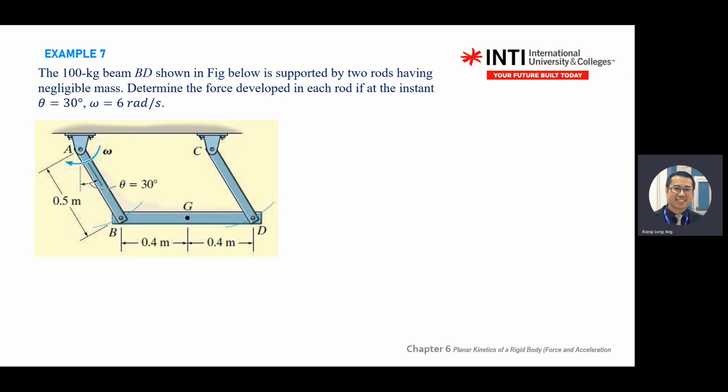Anything lah, as long as it looks like this. How do you draw the pin force? As long as you have the X and Y axis, you can even draw like this, or it doesn't matter.